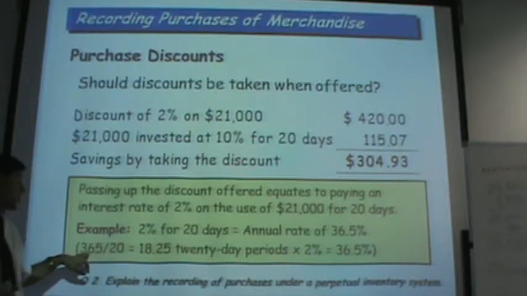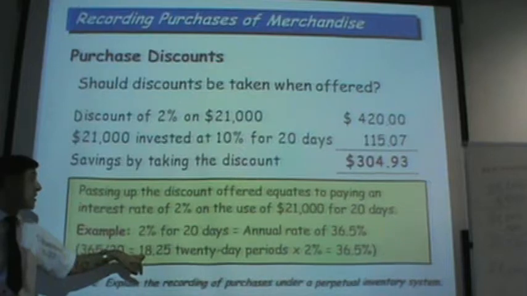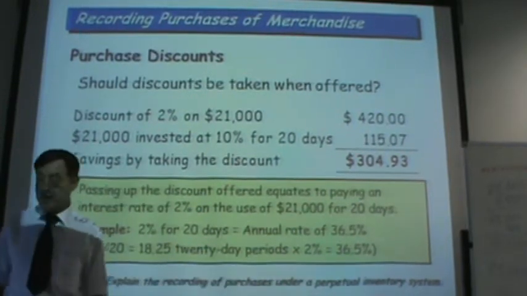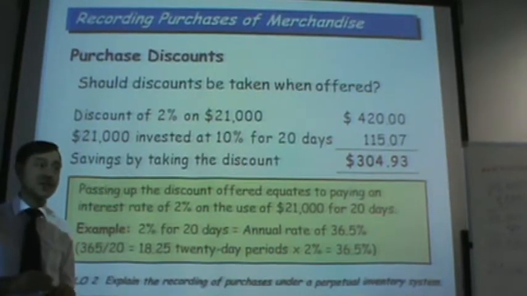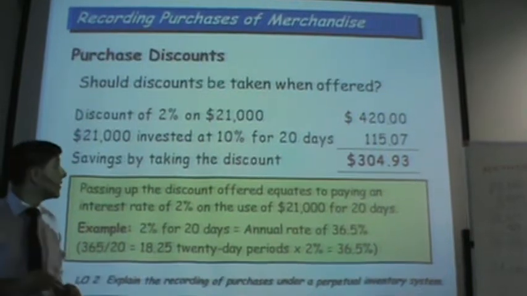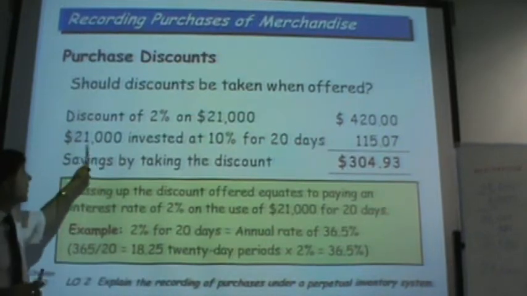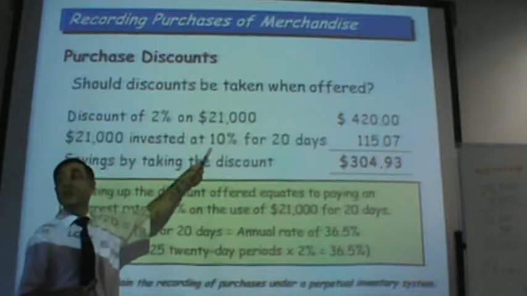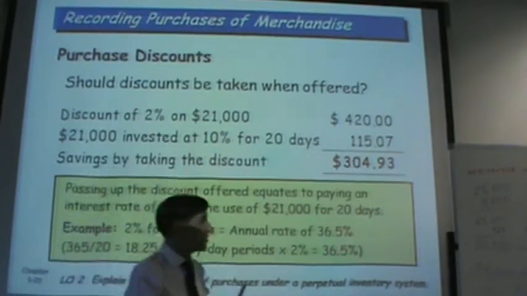Another way to calculate is 365 divided by 20, which is 18 periods, and you multiply by 2%. The same thing. All right. I don't get this discount of 2% on 21,000. Okay, but then the second one is 21,000 invested at 10% for 20 days. Yes. For example, you can invest it at 10%.